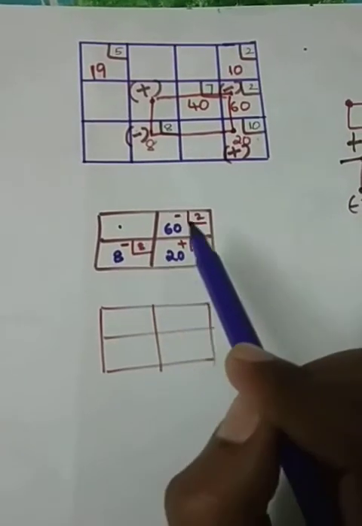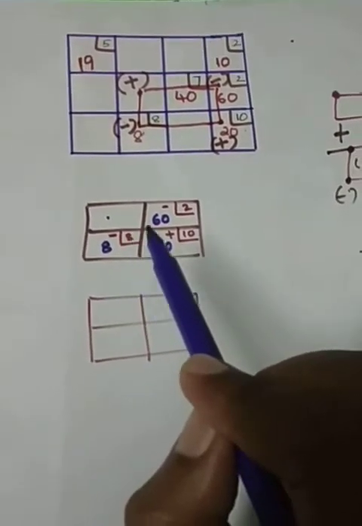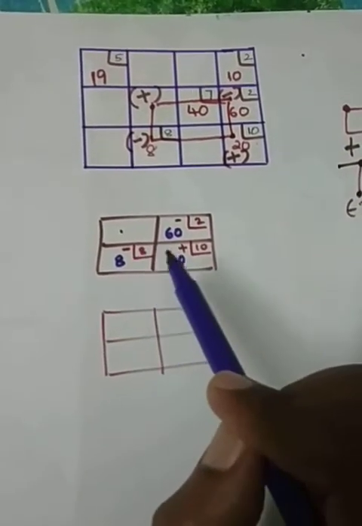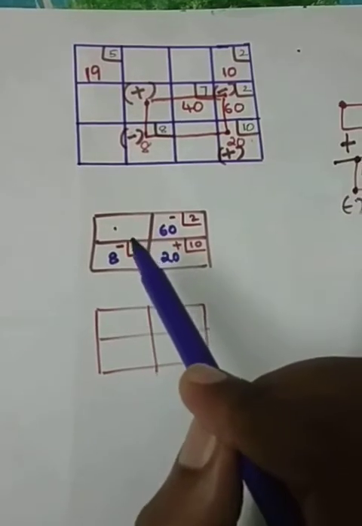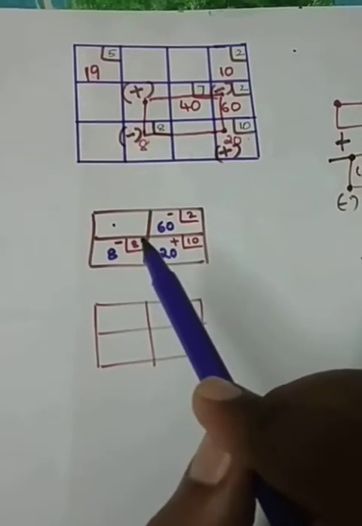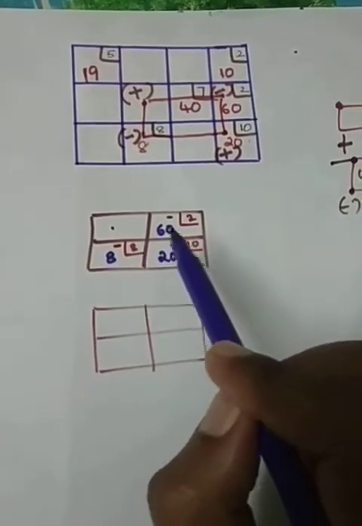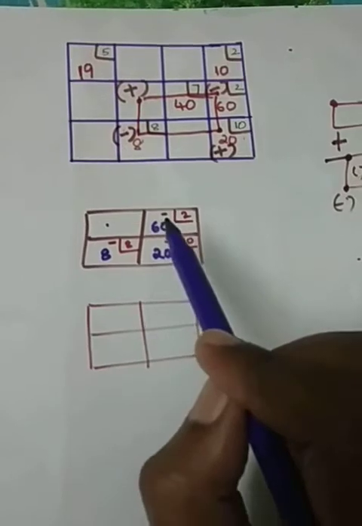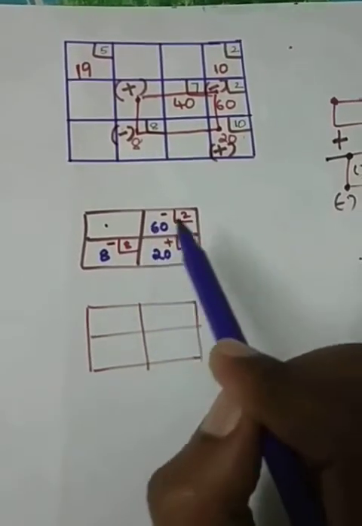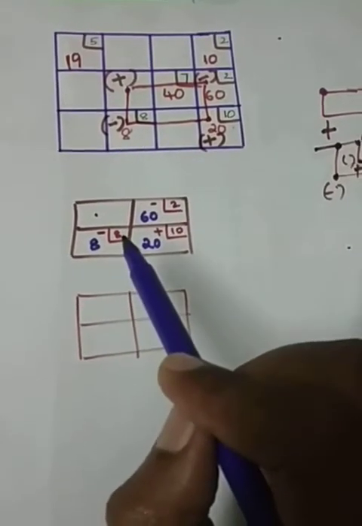So the allocated values among these two are 2 and 8. Now you need to identify the least value. Once again, you need to identify the negative allocated cells, where you have assigned a negative sign. There are two allocated cells where you have given negative signs, and these two allocated cells are 2 and 8. You need to identify the least value. The least among 2 and 8 is 2.